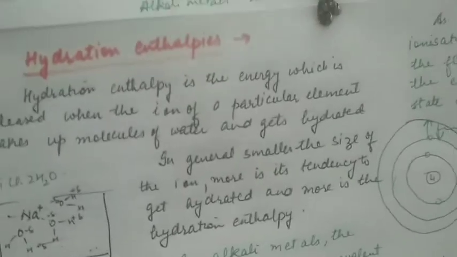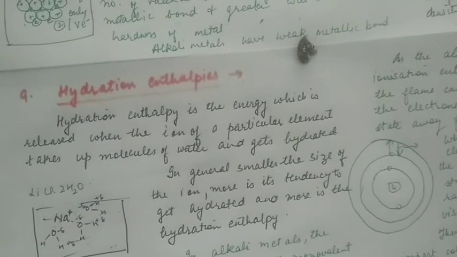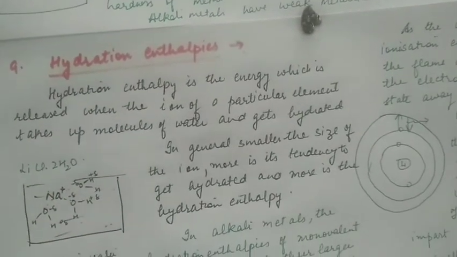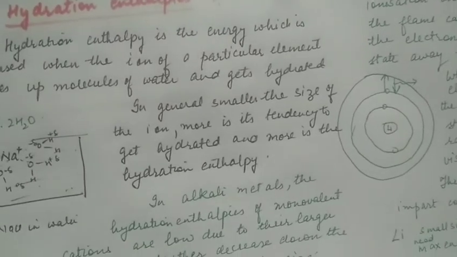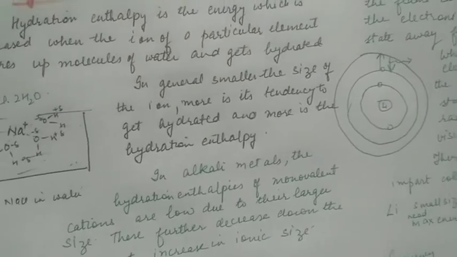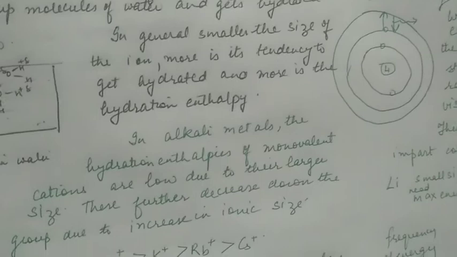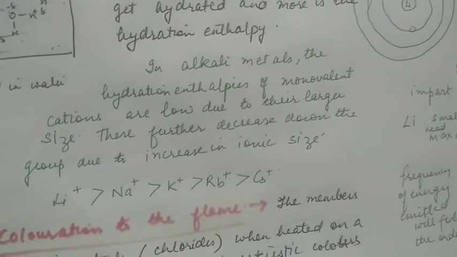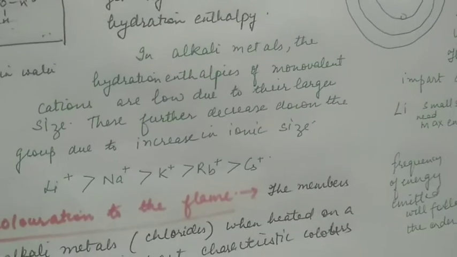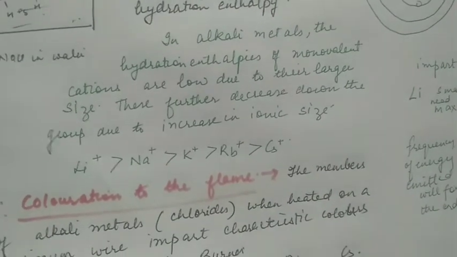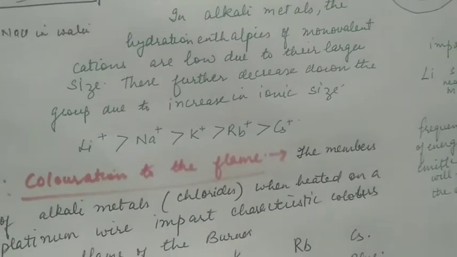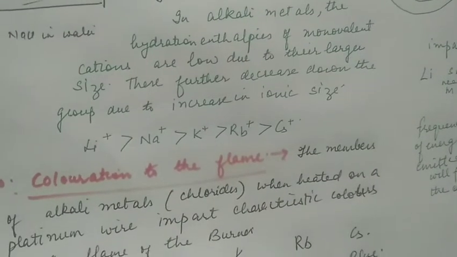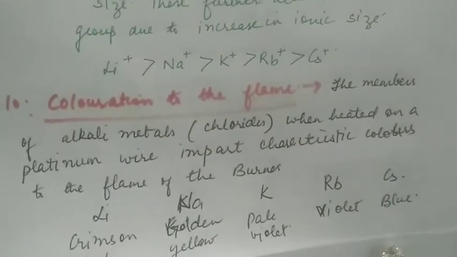So it is the energy which is released when ion of a particular element takes up molecule of water and gets hydrated. Smaller the size of ion, more is the tendency to get hydrated and more is the hydration enthalpy. In alkali metals, hydration enthalpies are low because their size is large, and these hydration enthalpy decrease down because the size increases. Coloration to the flame.